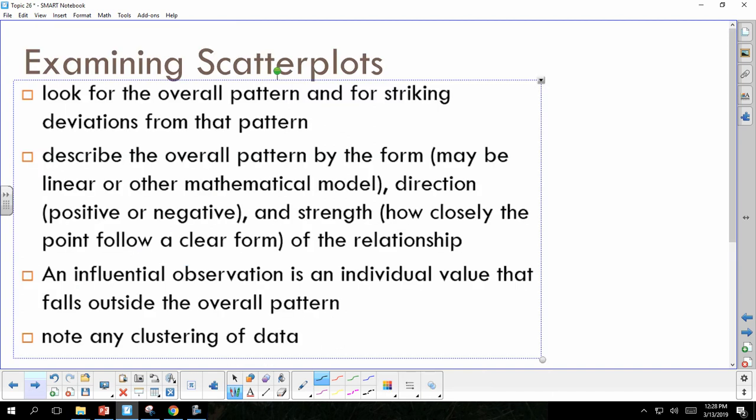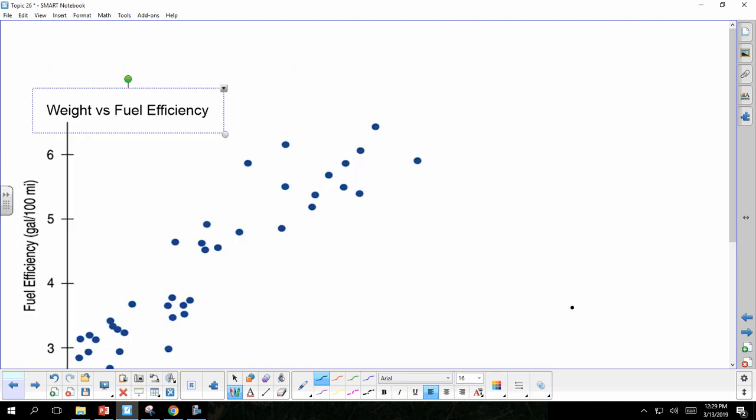So when we're examining scatter plots, look for overall pattern and striking deviations. And as discussed before, describe the overall pattern by the form, describe the direction, describe the strength of the relationship. An influential observation is an individual value that falls outside the overall pattern. So if I'm looking at something like this, if I had a data point down here, that would be an influential observation outside the overall pattern. We can have them above or below.